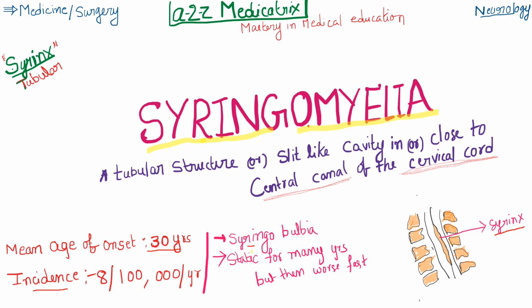Here I would like to mention one more thing called syringobulbia. You can guess what syringobulbia is by now. It is nothing but if it happens in the brain stem, then it is known as syringobulbia. Any tubular structure that happens in the brain stem is called syringobulbia. Then syringomyelia stays static for many years, but then it progresses fast after that.